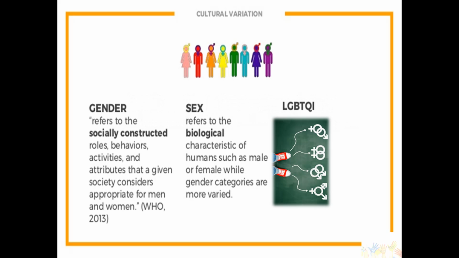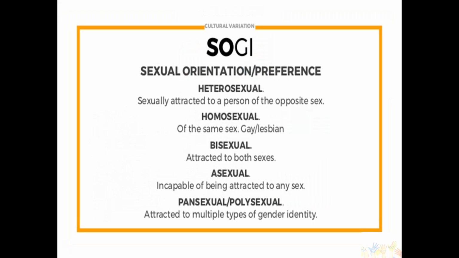According to the WHO, 2013, gender refers to the socially constructed roles, behaviors, activities and attributes that a given society considers appropriate for men and women. Meanwhile, sex refers to biological characteristics of humans such as male or female, while gender categories are more varied, such as LGBTQIA+. Sexual orientation, or sexual preference, is an inherent or immutable enduring emotional, romantic or sexual attraction to other people.